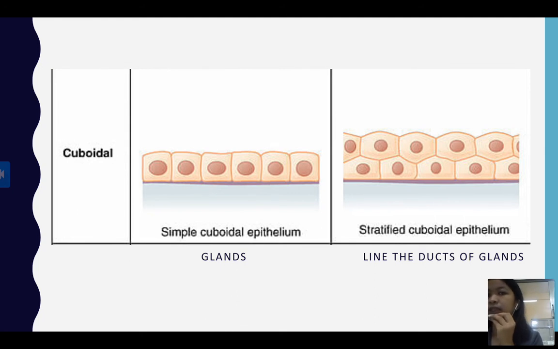Okay, so in stratified cuboidal, several layers of cuboidal cells that line the ducts, it is associated with the sweat, mammary, and salivary glands. So, meaning yung cuboidal cells, which compose the simple cuboidal epithelium tissue and stratified cuboidal epithelium tissue, they are found just in your glands.